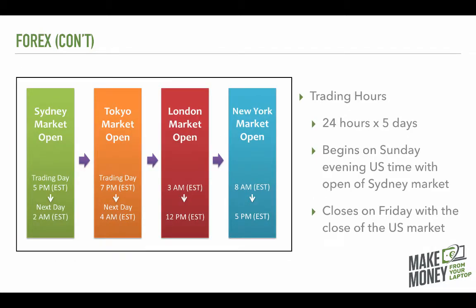Trading on Forex, because there is no central exchange and because all of these markets overlap with one another, takes place 24 hours a day, 5 days a week. It begins on Sunday evening here in the U.S., which is Monday morning in Sydney. So it starts with the opening of the Sydney market, and it goes all the way through 24 hours a day until the U.S. markets close on Friday afternoon. So it trades 24 hours a day, 5 days a week.